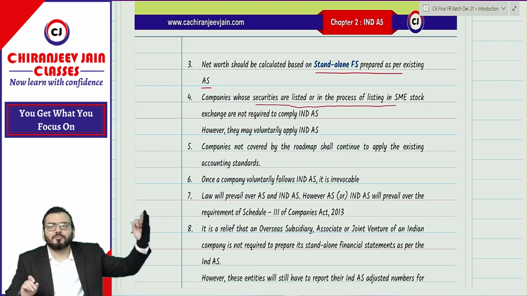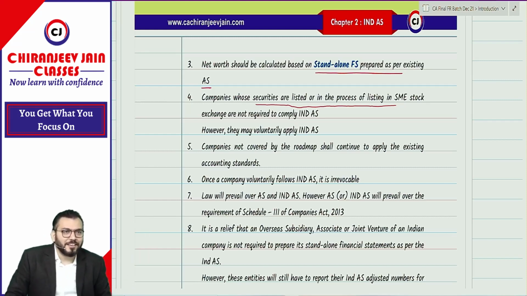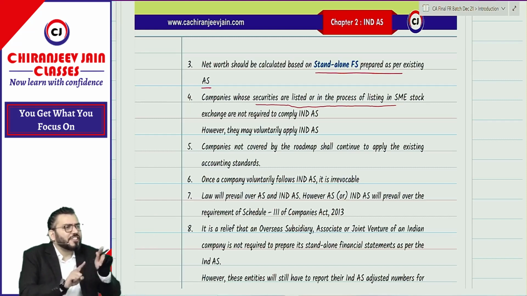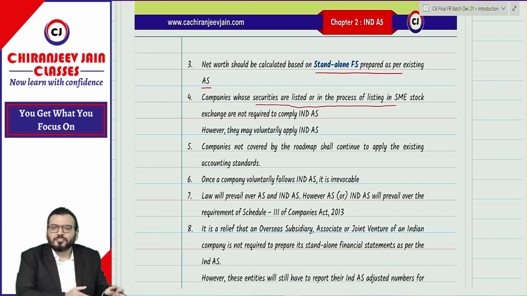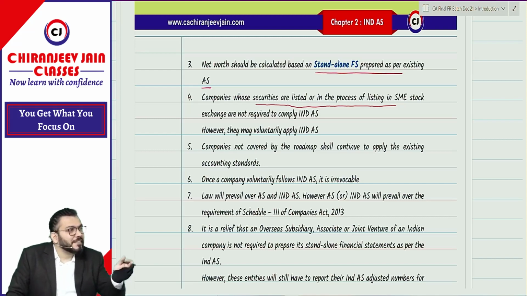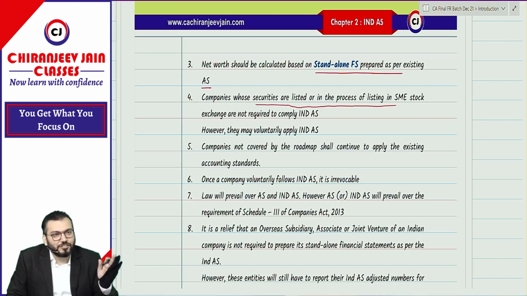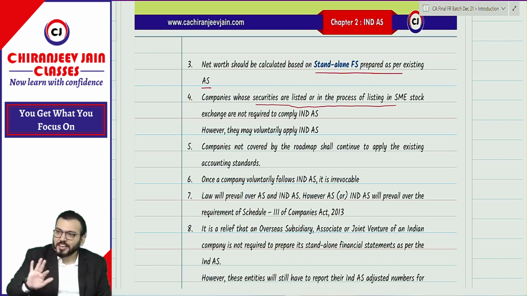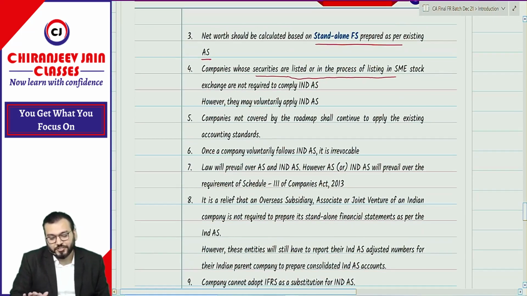Suppose it is listed in what? Ahmedabad Stock Exchange. Maja aa raha hai? But can I say why I have listed there? Because I do not have so much funds. So it means I am a small entity. So any entities whose shares are listed in small and medium stock exchange, for that Ind AS is not applicable. Relaxation has been given.